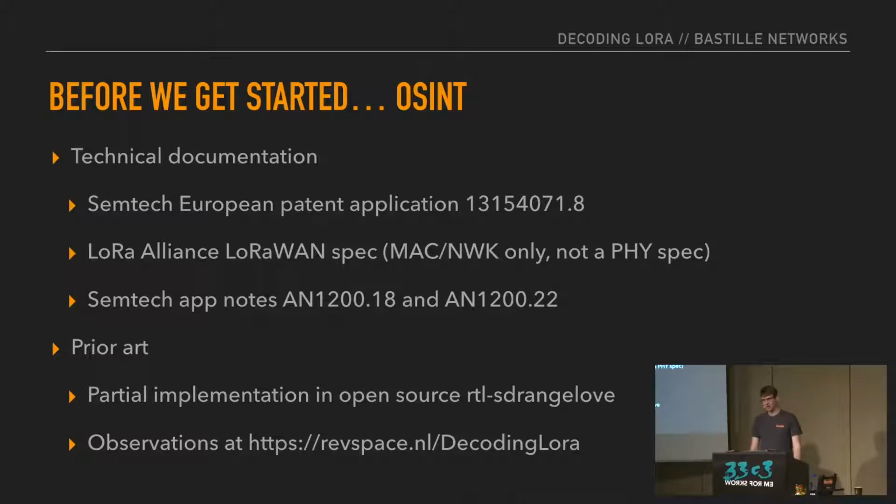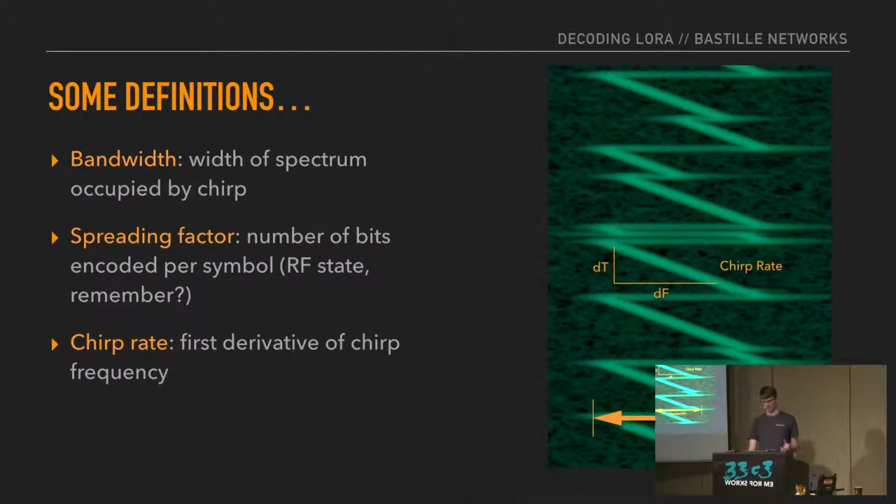Also, there was some prior art online. There was a partial implementation in RTL Strangelove that didn't really seem to be maintained. It seemed pretty neglected, and I never really got it to do anything at all. But it was still good to look at and had some really good hints in there. And then there were also some very high-level observations on the PHY in this wiki page, revspace.nl/decoding LoRa. It was mostly just looking at the spectrum and seeing that it's a chirp modulation, and a few example recordings and things like that. So from this documentation, we can start to pull out some definitions.